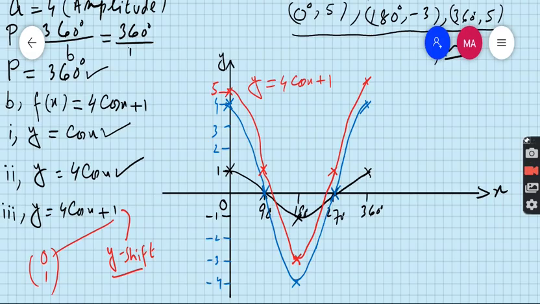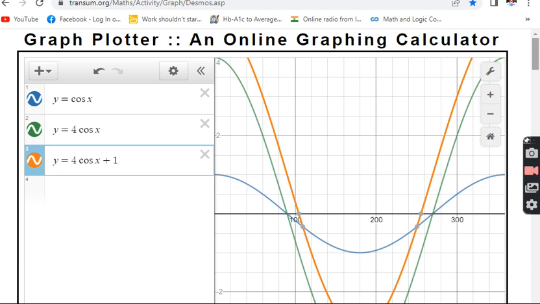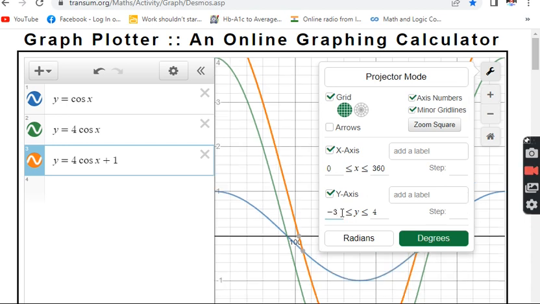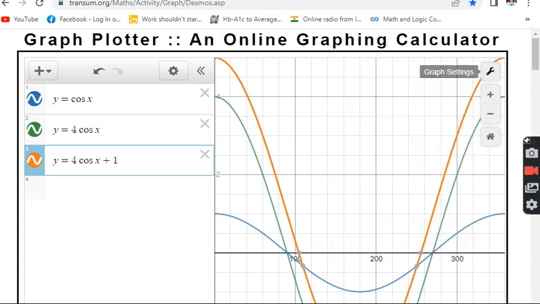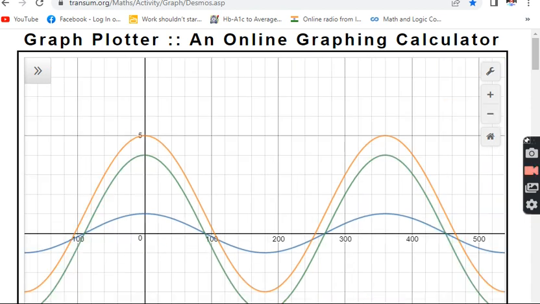You can see the blue and black curve, and finally I am going to draw y is equals to 4 cos x plus 1, and our range from minus 3 to 5. Here we go. Now you can verify like this.